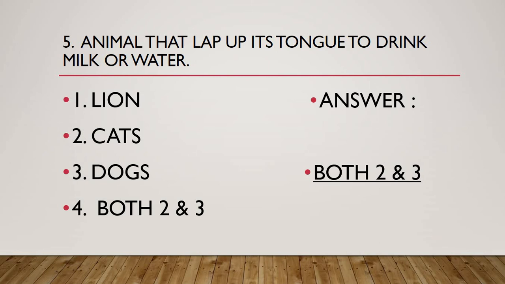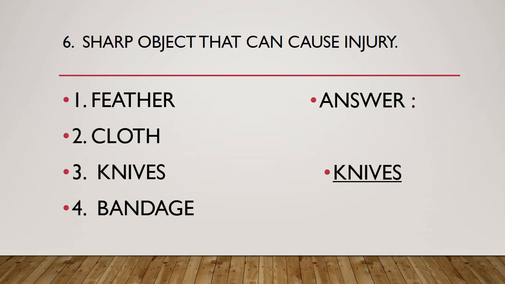So this is just for your knowledge. Then you cannot say that sir has deducted our mark. So here knives is the correct option. Please repeat after me. Knives are the sharp object that can cause injury. Okay, knives, your mother or your grandmother might be using in the kitchen to cut the vegetables or the fruits.